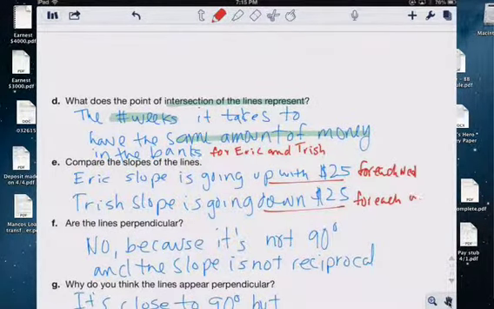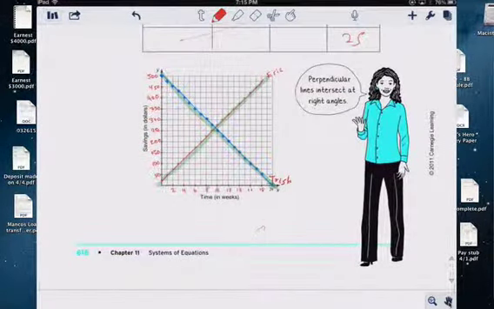You need to put that. Okay? Are the lines perpendicular? No, because it's not 90 degrees and the slopes are not reciprocal. They're just opposite. It looks close to 90 degrees, but not quite.